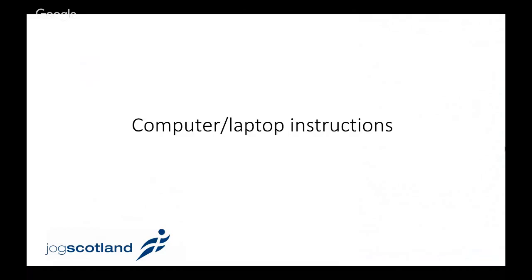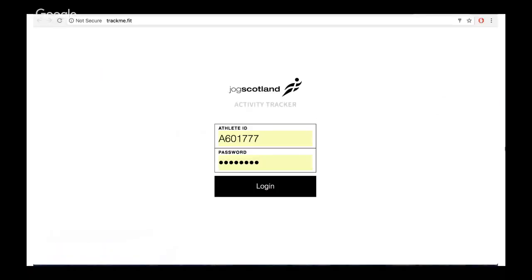Here are the instructions for accessing the website on your computer or laptop. The following screenshots show what the TrackMeFit website should look like on a computer or laptop. Jog leaders and JogScotland members will be able to view their sessions on the TrackMeFit website. To access this website, open the web browser on your Mac or PC, and in the search bar, type the address as shown at the top of the screen here. Then press Enter. Once the web page is opened, enter your athlete ID, which is your parkrun barcode ANN number, and password, as shown.